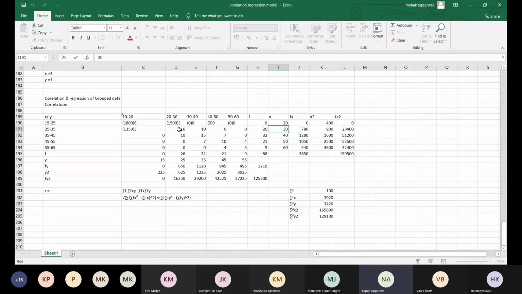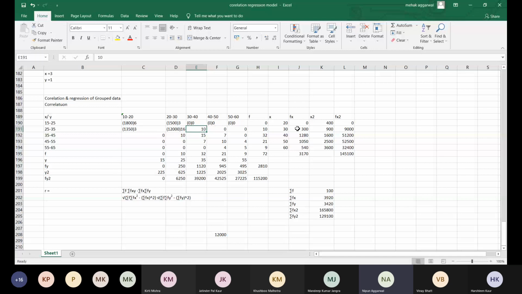Okay. Then next is 30 into 25. So this will be 30 into 25 for this particular value. We have calculated for this. So this is your y. So 25 into 30 into 16. So that comes out to be 12,000. So this value comes out to be 12,000.